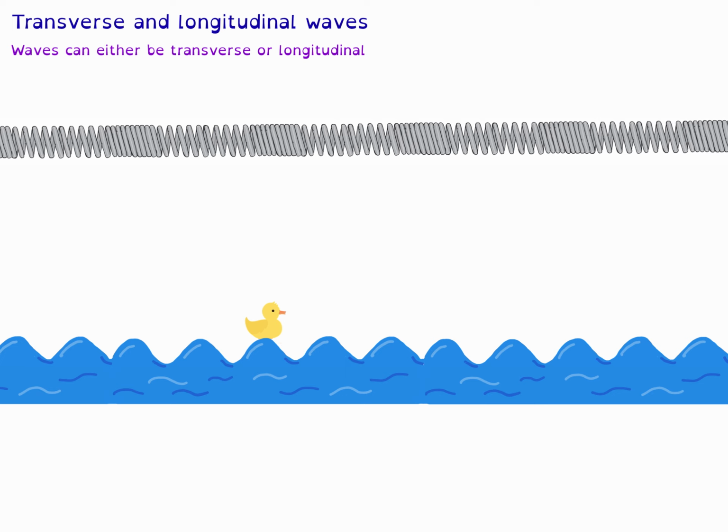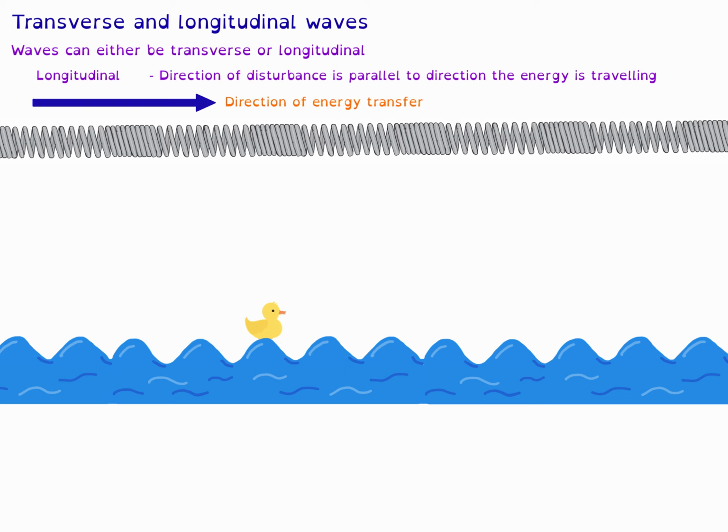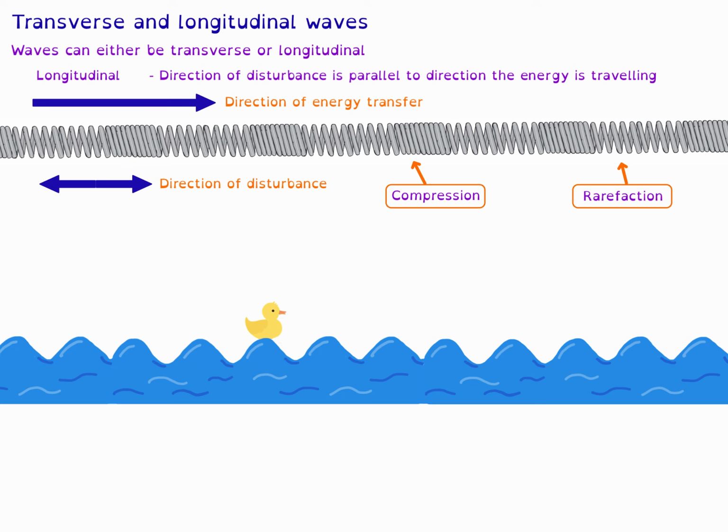Waves can be either transverse or longitudinal. A longitudinal wave is where the direction of disturbance is parallel to the direction that the energy is travelling. So we have our diagram here with the direction of the energy transfer and the direction of the disturbance. We also have areas of compression where the wave comes together and areas of rarefaction where the wave moves apart again.